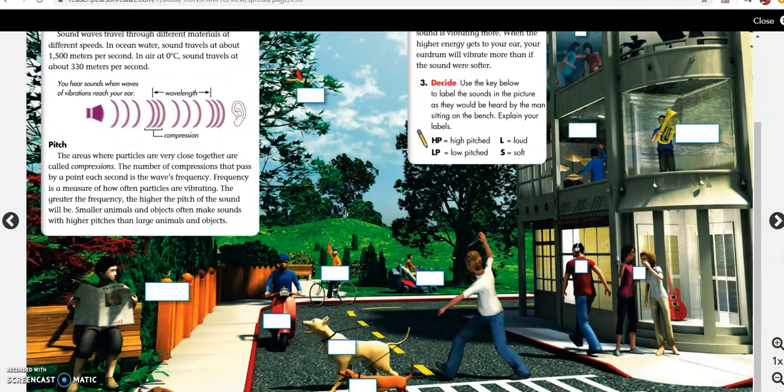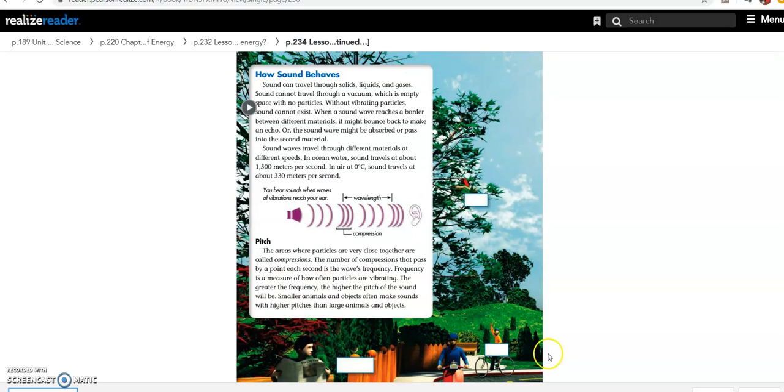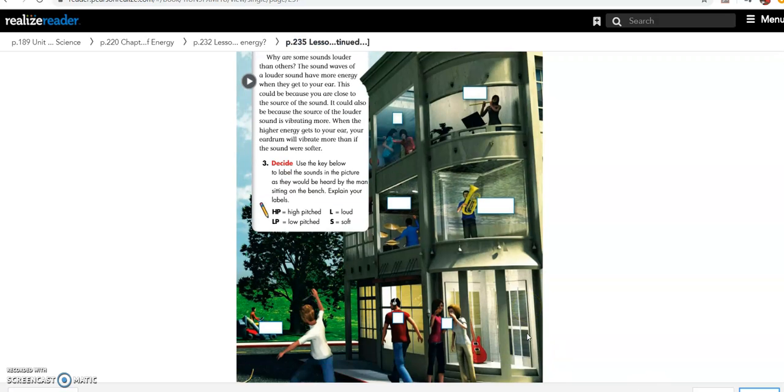Let's move on. I'm going to exit into single page mode.